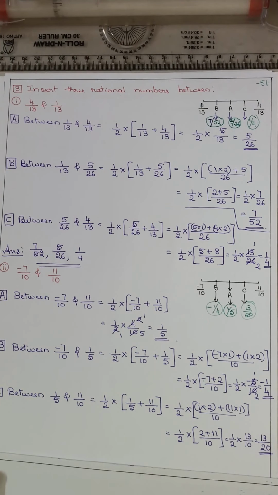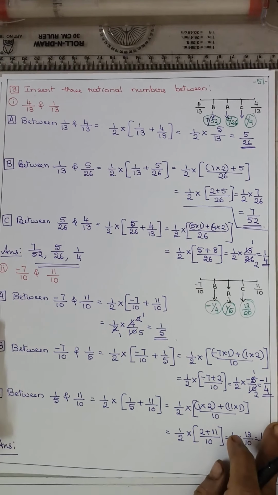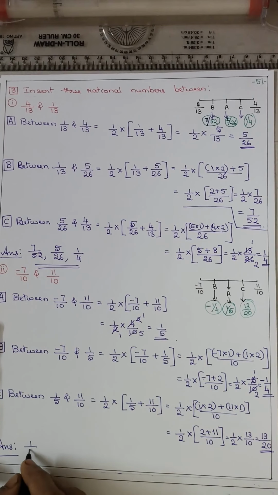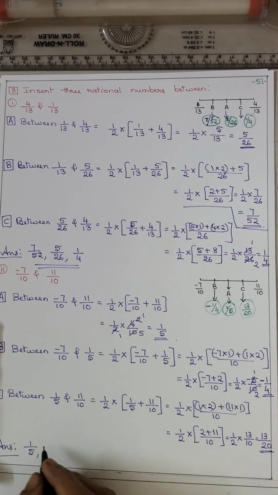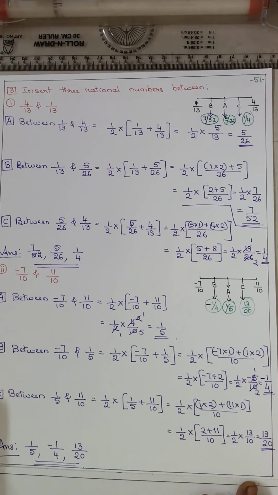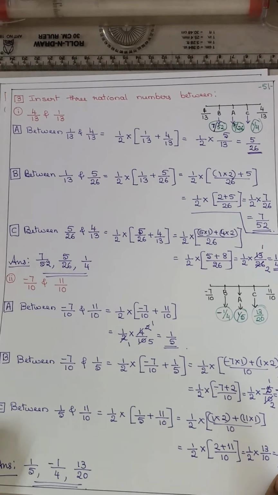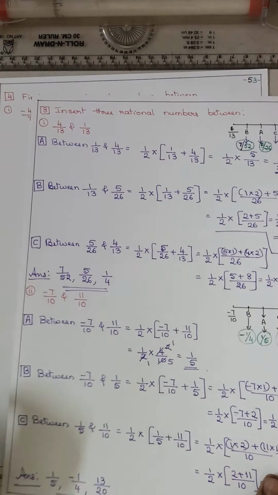Is it okay? So the answer, which are the three answers you got? 1 by 5, minus 1 by 4, then 13 by 20. Is it okay? So we have completed question number 3, parts 1 and 2.